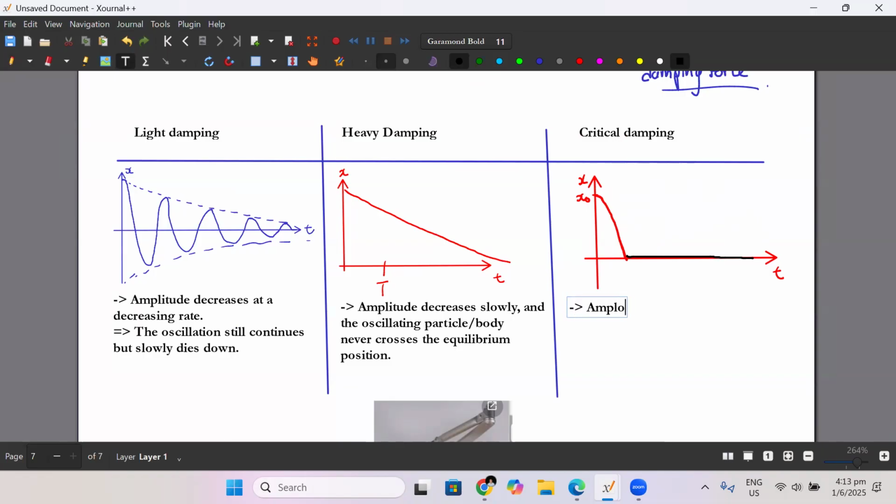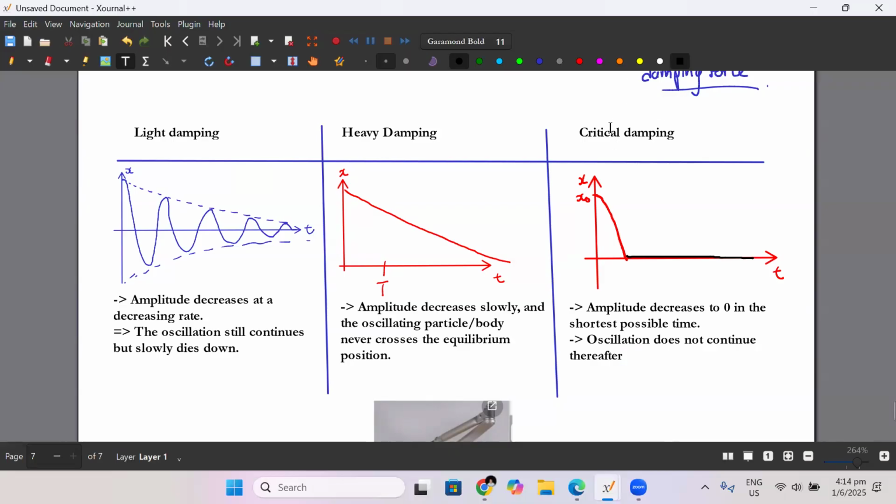The amplitude decreases to 0 in the shortest possible time, and the oscillation does not continue thereafter. So this is the fastest way to stop any object from oscillating.